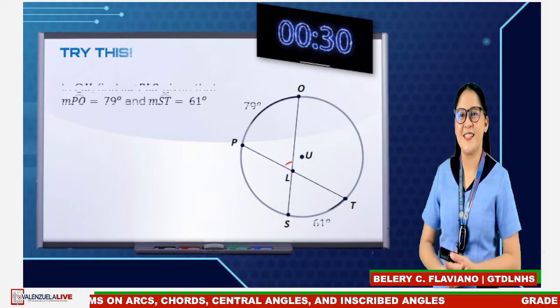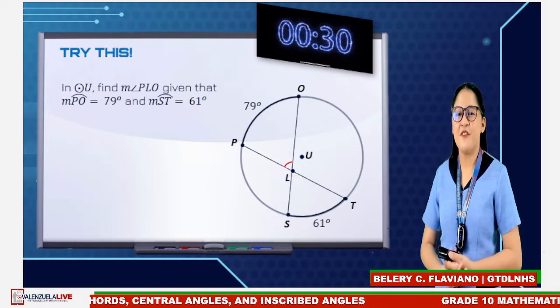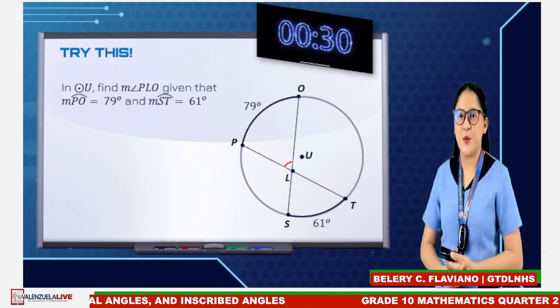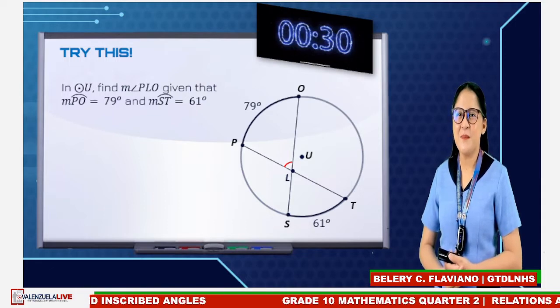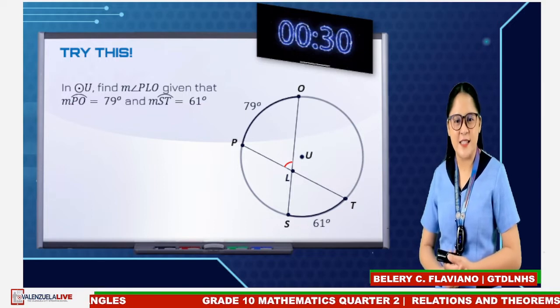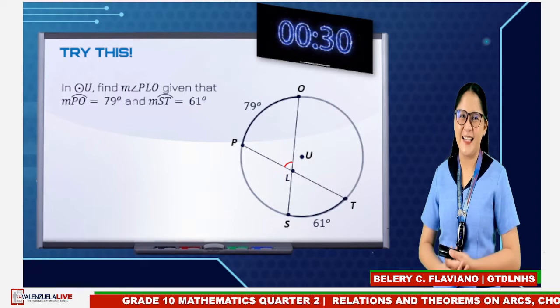Try to solve this. In circle U, find the measure of angle PLO, given that the measure of arc PO is equal to 79 degrees and the measure of arc SD is equal to 61 degrees. Type your answer in the comment section. You have 30 seconds. Go!